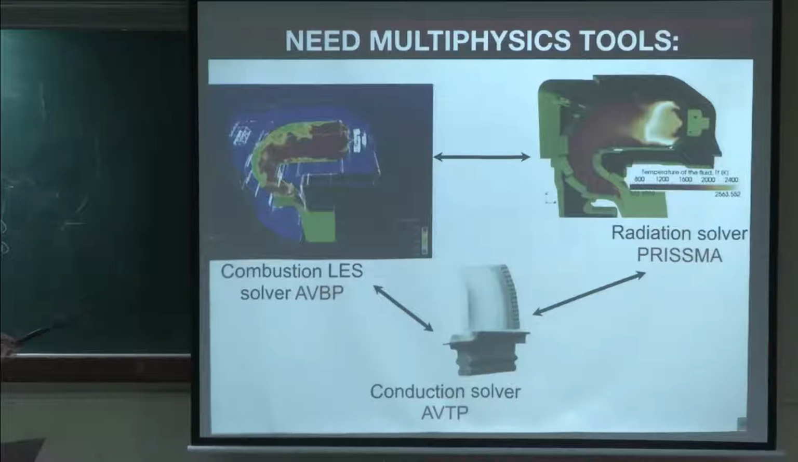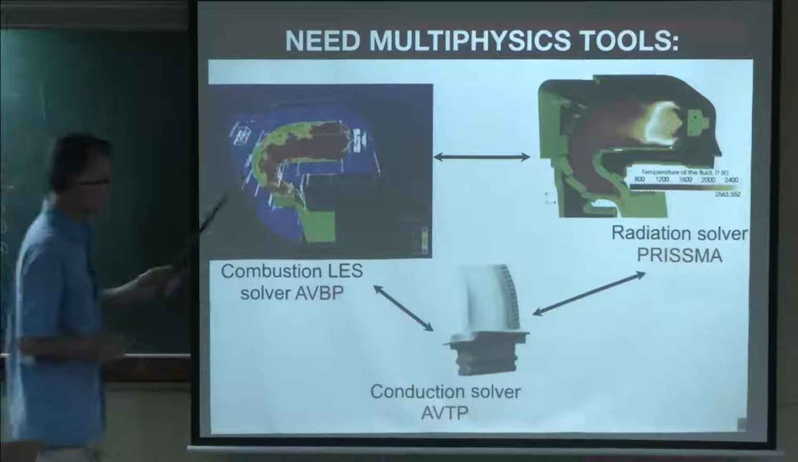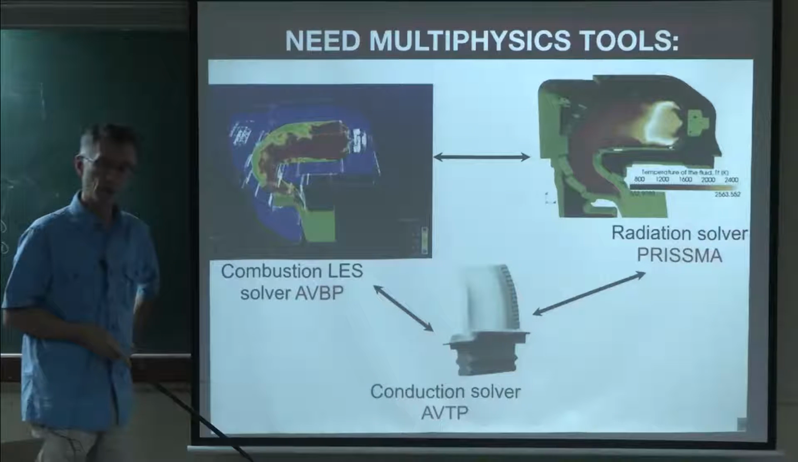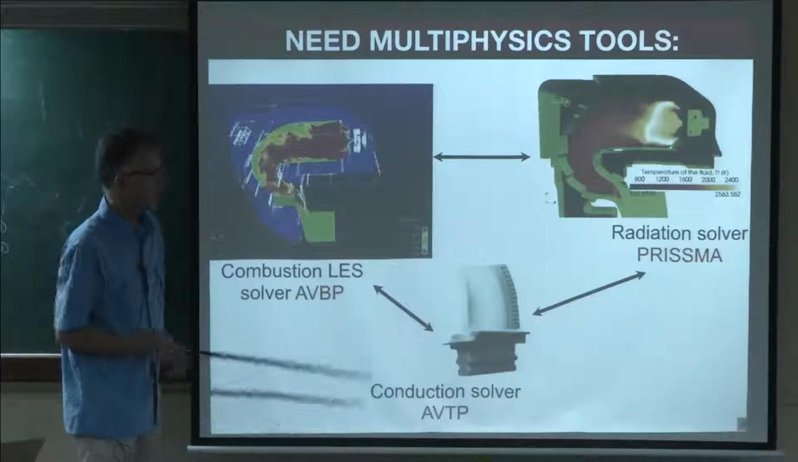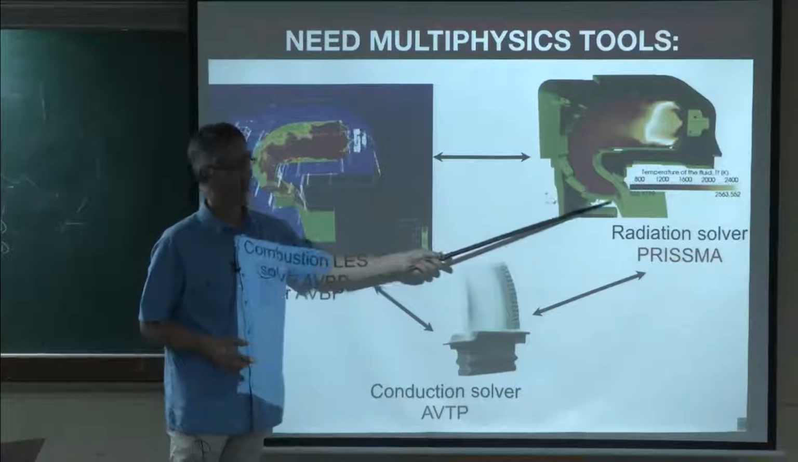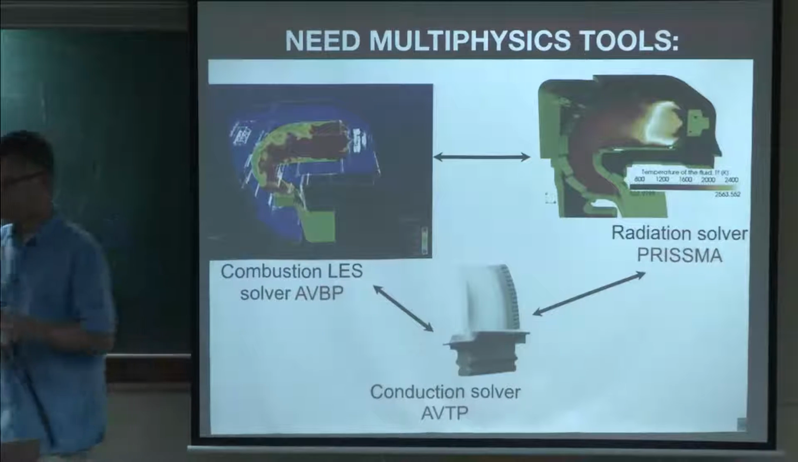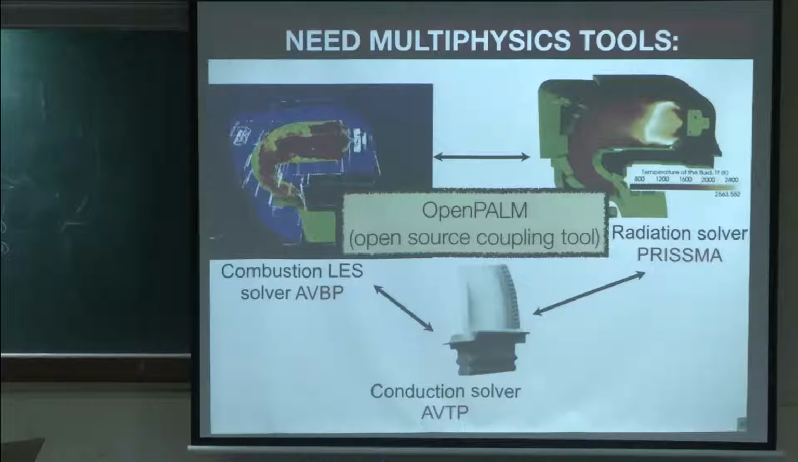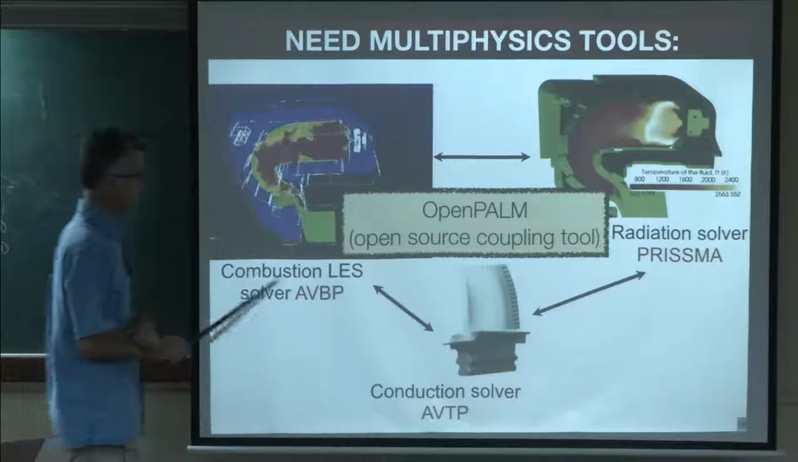And here, since we started doing that, we said, okay, we're going to have to couple the LES solver with the conduction solver, which is called AVTP. And since we do that, we should also care about radiation, because radiation may change the game here, so we should account for radiation somehow. So how do you do that? Well, you need now to couple 3 codes, not only 2. And this is something I'm indicating here.